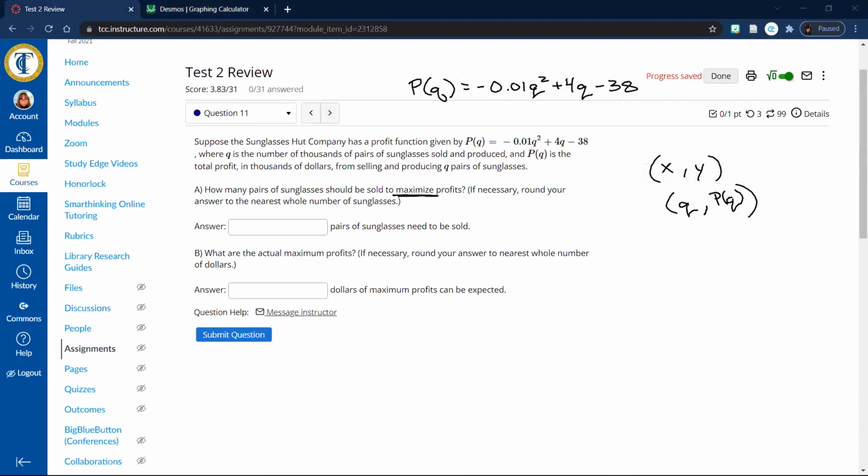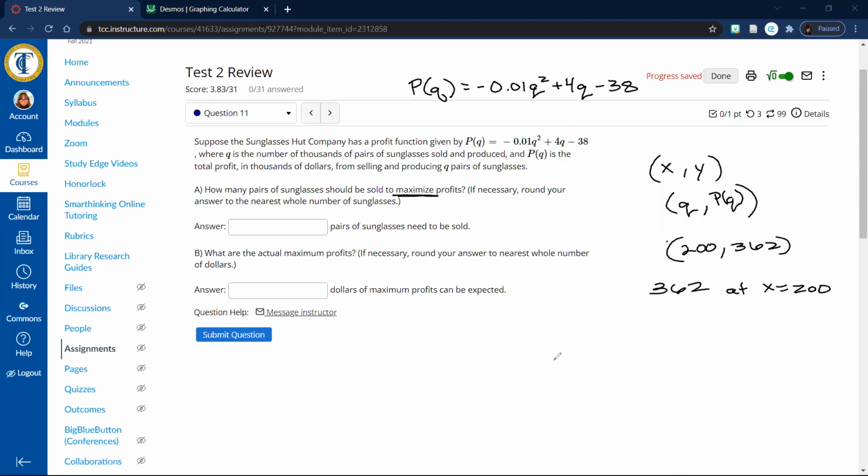It is very interesting going back and forth between annotating, guys. All right, so it's 200, and 362 was the point. So the maximum is 362 at x equals 200.